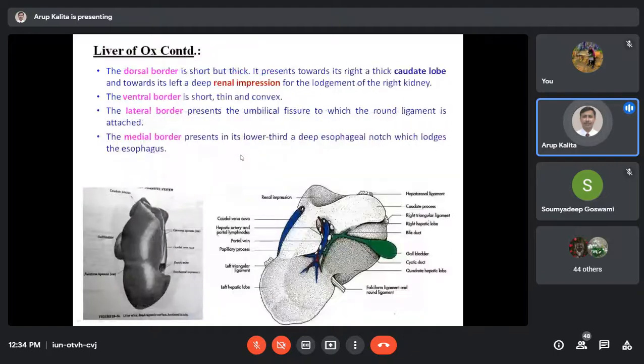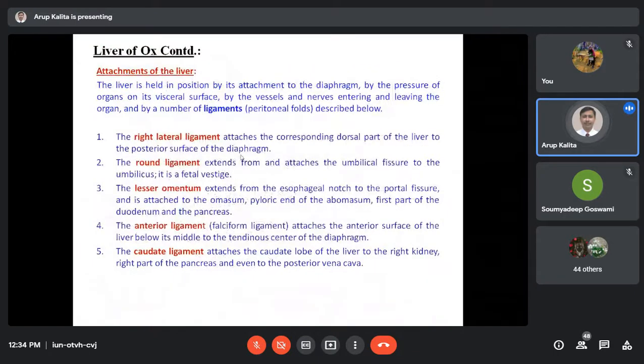So what are the ligaments of the liver? Sometimes it may come in the exam. There are 5 ligaments of the liver, and these ligaments help to keep the liver in position. Those are the right lateral ligament, round ligament, lesser omentum, anterior falciform ligament, and caudate ligament. Clear or not?